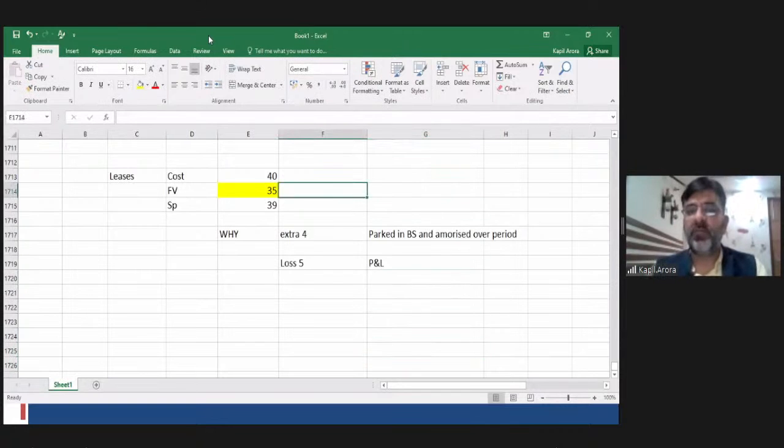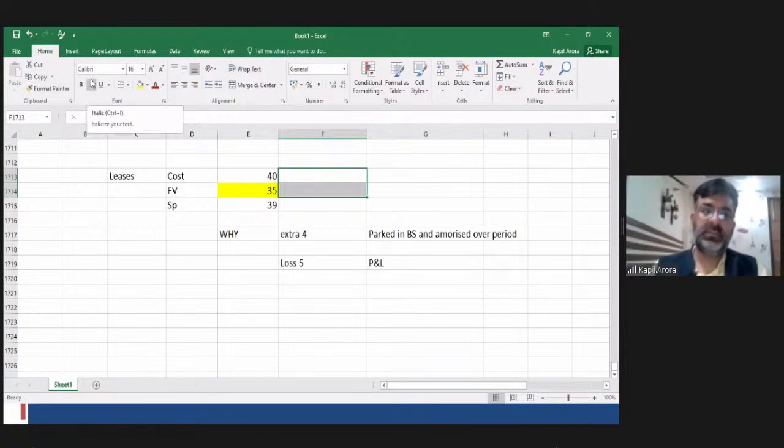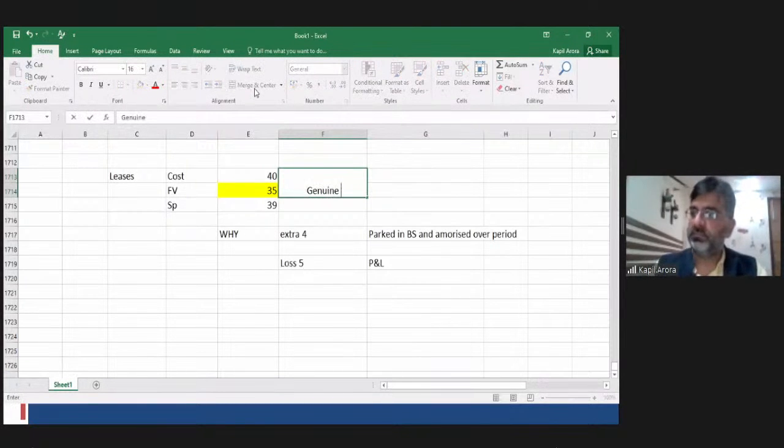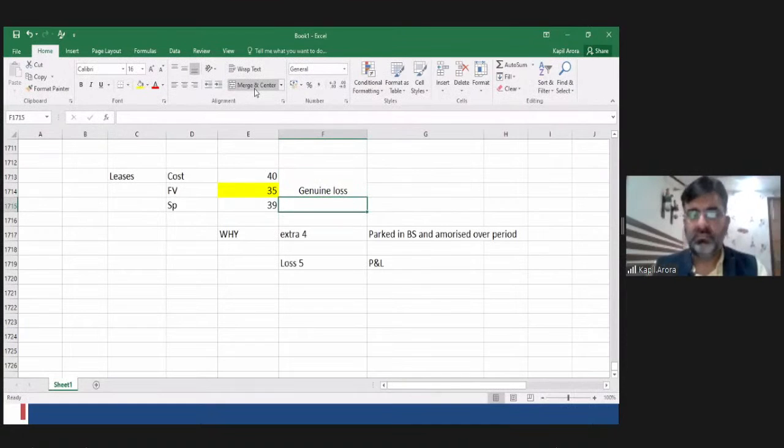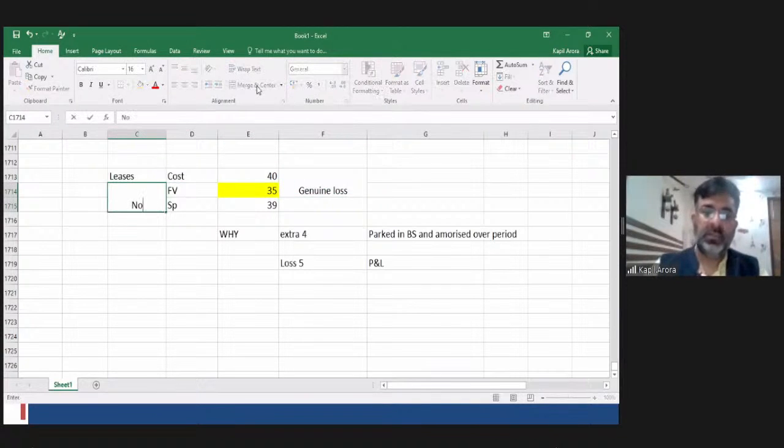Now, I want to say only one thing. Is this loss which we are talking about a genuine loss or not? You don't know, right? But if the fair value can come down, it can come. I have purchased the asset for 40. The fair value is 35 now. It's fine. It can happen. But if the fair value is 35, can somebody buy it at 39? Not genuine.